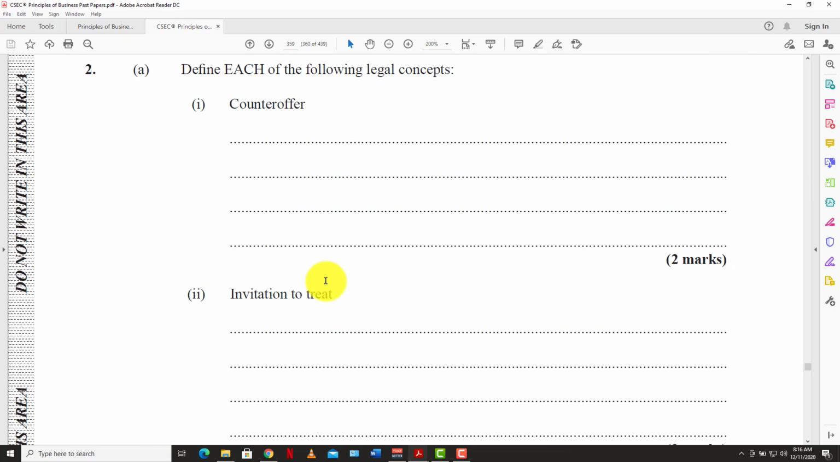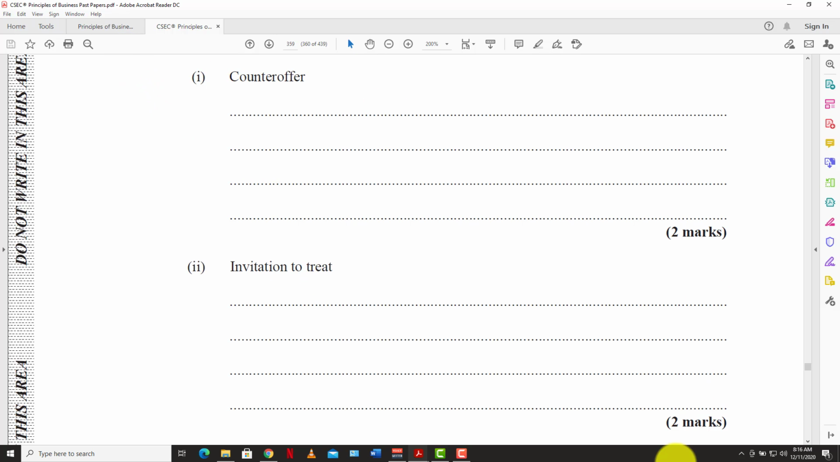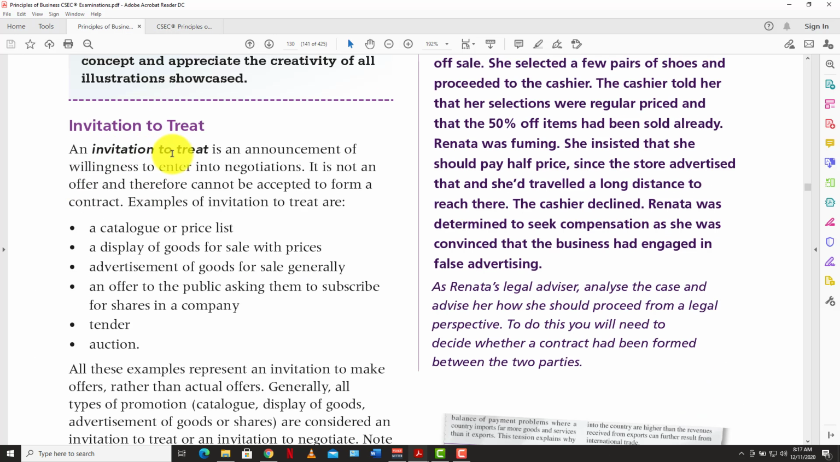And then the second one asks invitation to treat. What is invitation to treat? An invitation to treat is an announcement of willingness to enter into negotiations. It is not an offer and therefore cannot be accepted to form a contract. So you have to note this carefully. An invitation to treat is an announcement of willingness to enter negotiation. So it's just willingness to enter the contract or enter negotiation. It is not an offer and therefore cannot be accepted to form a contract.